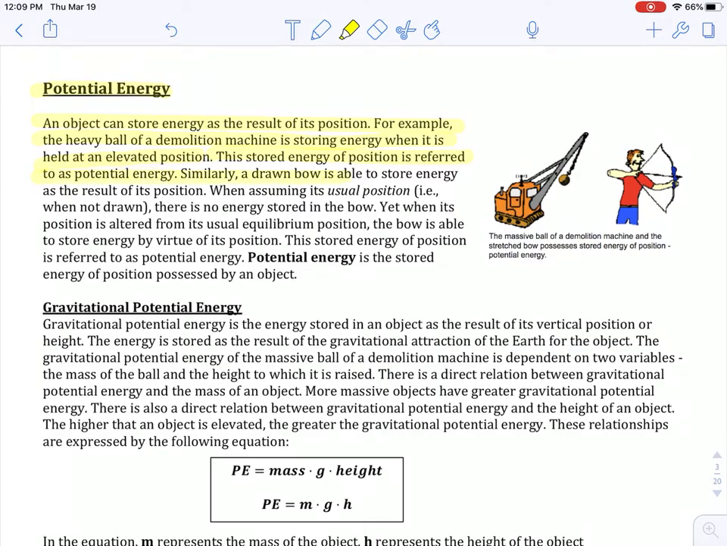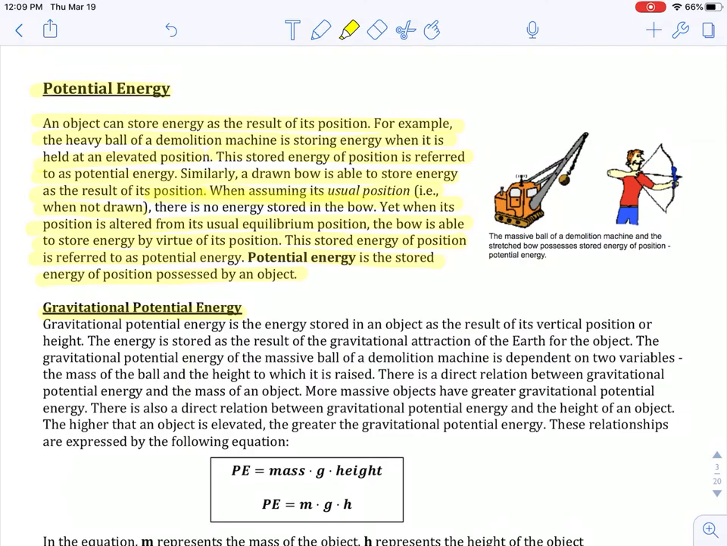Similarly, a drawn bow is able to store energy as the result of its position. When assuming its usual position, when not drawn, there is no energy stored in the bow. Yet, when its position is altered from its usual equilibrium position, the bow is able to store energy by virtue of its position. This stored energy of position is referred to as potential energy. Potential energy is the stored energy of position possessed by an object.